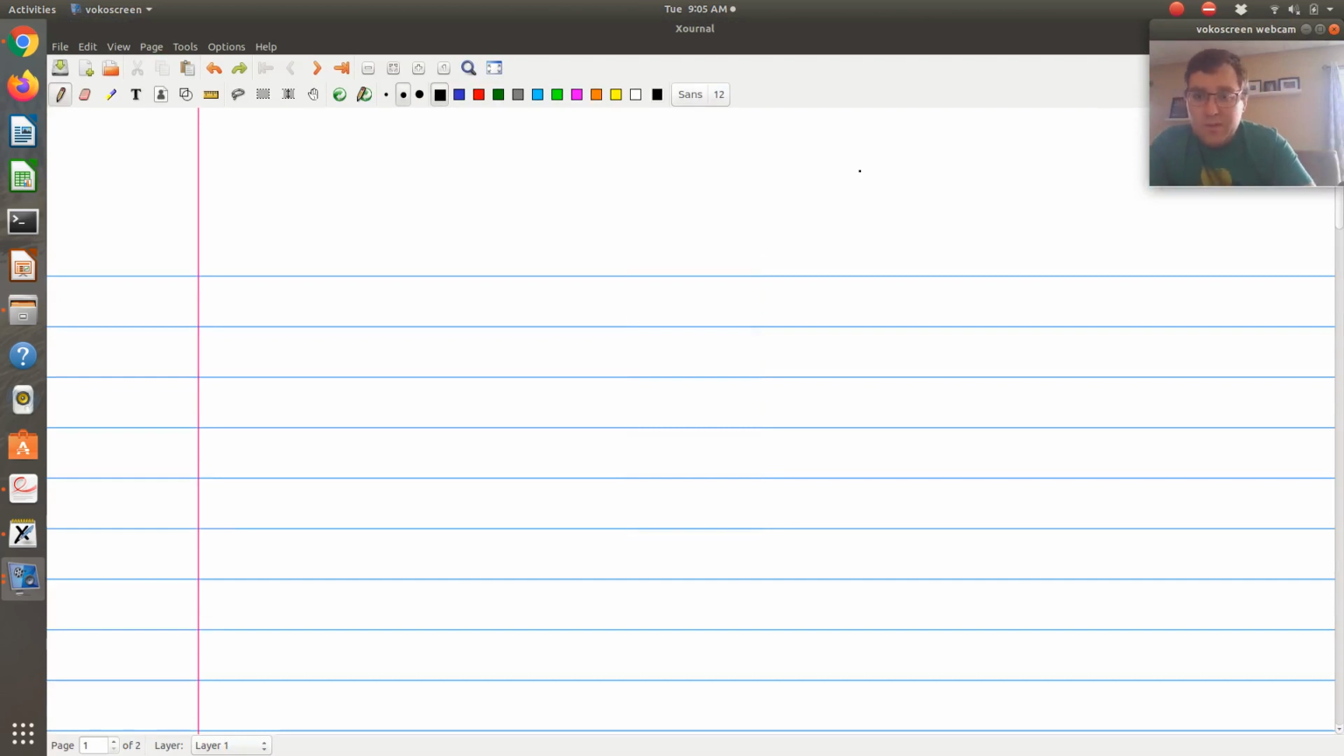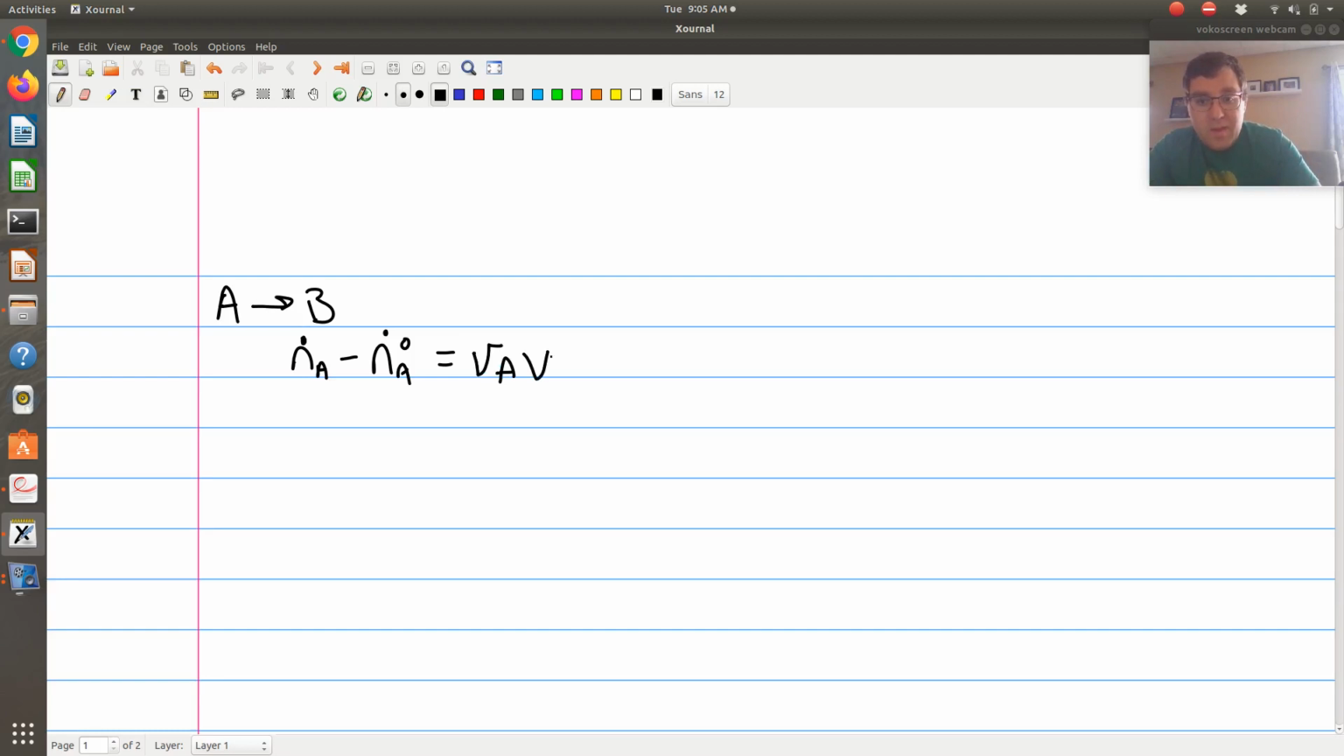In the example section, we're considering a single reaction of A goes to B in an isothermal CSTR. So my mole balance design equation takes the form of, I'd have a mole balance design equation for each species. For species A, I have Ṅ_A minus Ṅ_A0. Ṅ_A is the molar flow rate of A leaving my reactor. Ṅ_A0 is the molar flow rate of A entering my reactor. So this is molar flow rate exiting minus molar flow rate coming in, and that's going to be equal to ν_A V R.